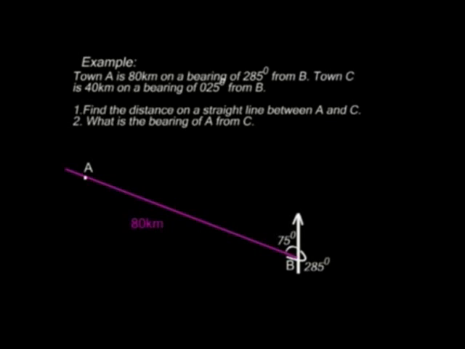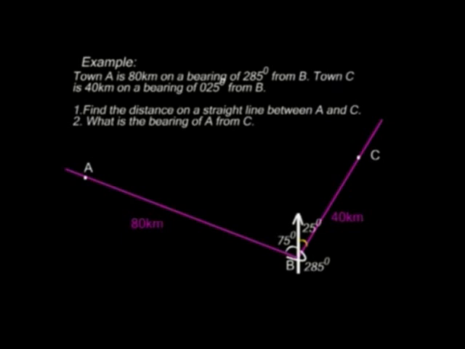Again from B, I need to locate the position of C. C is 025 degrees from B. So at B again, I measure 25 degrees. That is very easy. So C is along this line, but I know the distance again, and it is 40 kilometers from B. So C is at this point.